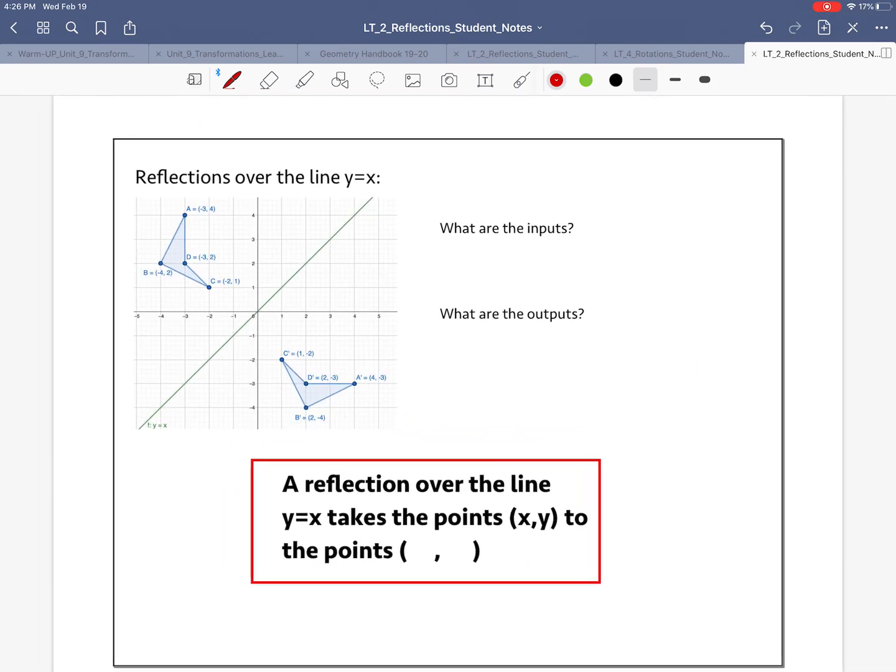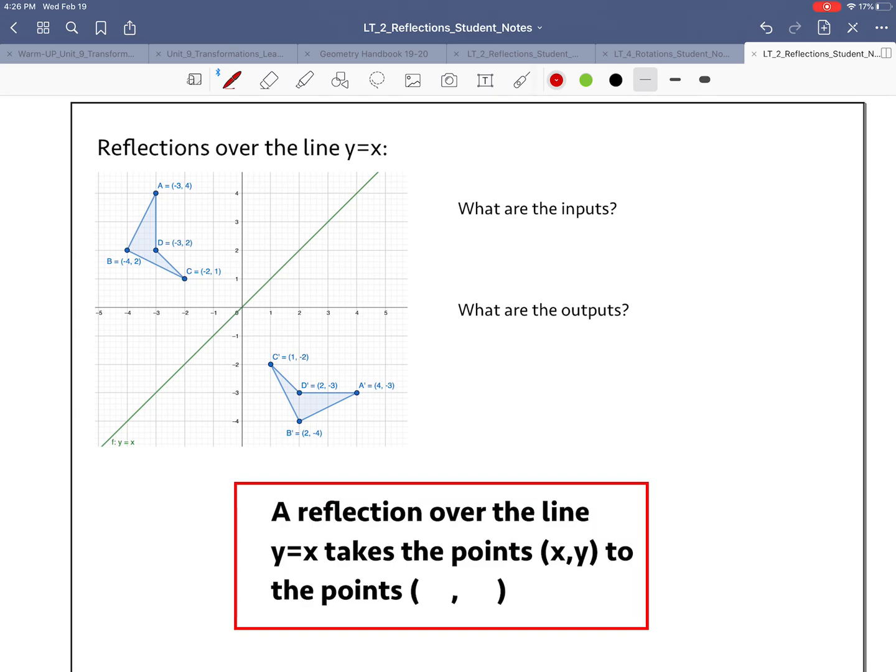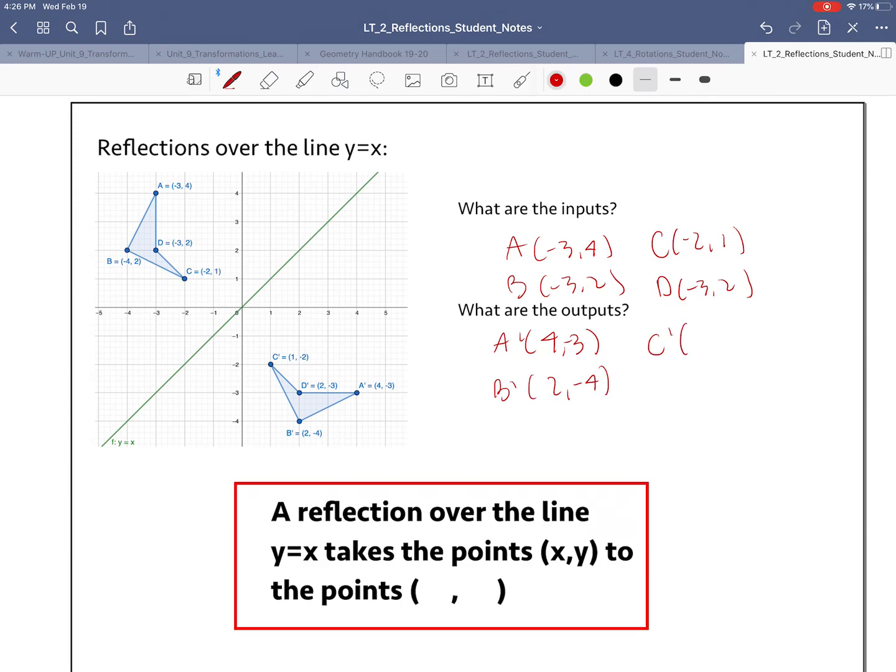Now we're going to look over the reflection line, a reflection over the line y equals x, which is through the origin with a slope of 1. So inputs are A, negative 3 comma 4, B, negative 3 comma 2, C, negative 2 comma 1, and D, negative 3 comma 2. Outputs from our image are A prime, 4 comma negative 3, B prime, 2 comma negative 4, C prime, 1 comma negative 2, and D prime, 2 comma negative 3.